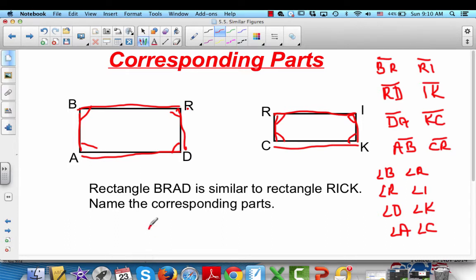What about if you had two triangles and they were similar? How many corresponding parts would they have? 6, yes, because there would be 3 angles and 3 sides. Okay.